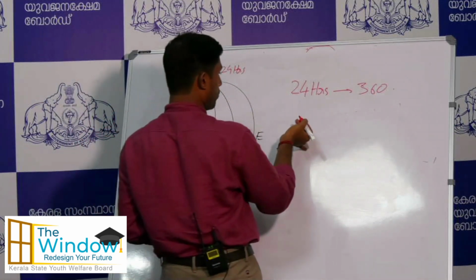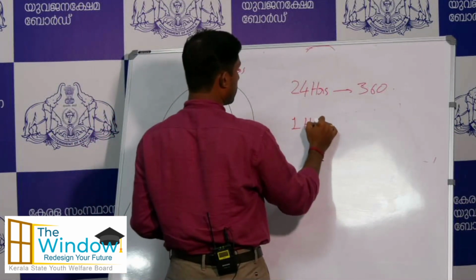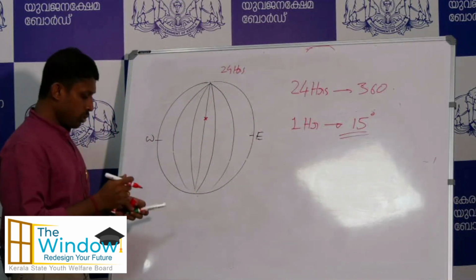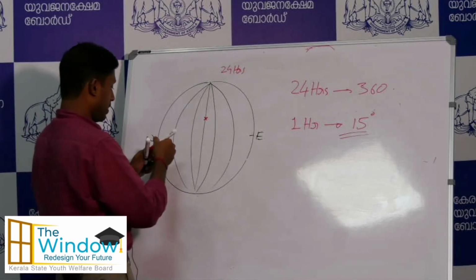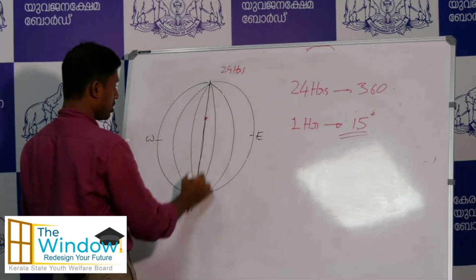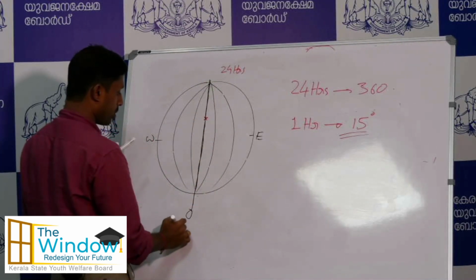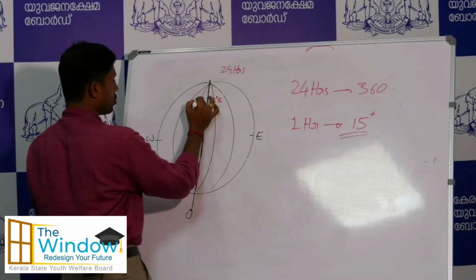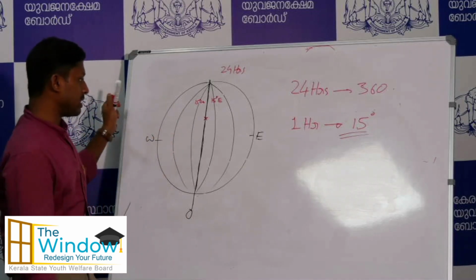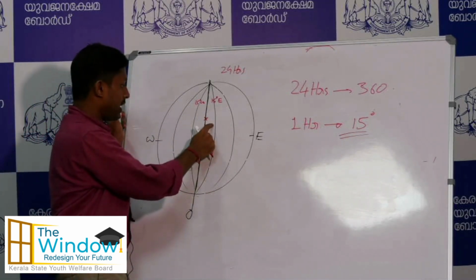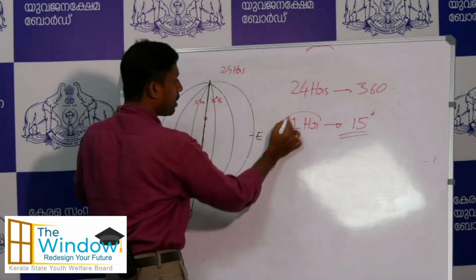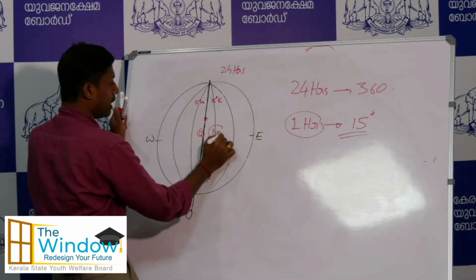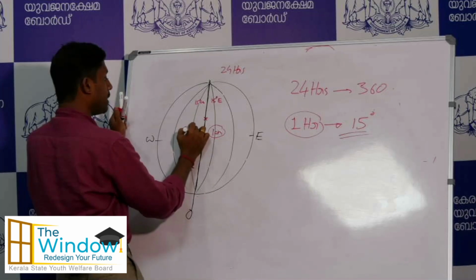Similarly, what will be the distance that I will be covering in 1 hour? It is roughly around 15 degrees. If you know this concept, it clearly indicates that if this is my prime meridian, the reference 0 degree line, and this line is 15 degrees east, and suppose this is 15 degrees west. I have just mentioned the eastern side is ahead of the prime meridian, and 15 degrees means 1 hour. So if it is 12 midnight here, it will be 1 AM here, because it is 1 hour ahead of the prime meridian, and it will be 11 PM on the previous day here.